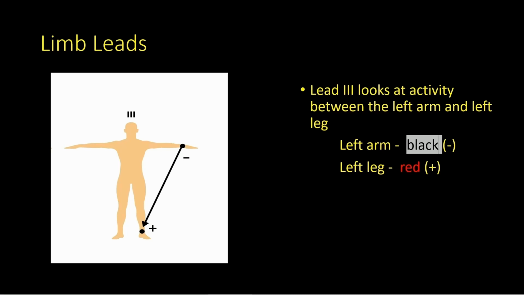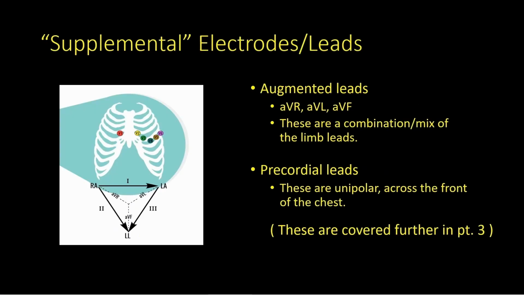Now, these are your primary limb leads. However, we can go far beyond limb leads. We have supplemental leads as well. Some of the supplemental leads are what we call the augmented leads, AVR, AVL, and AVF. These are a combination or a mix of the limb leads and sort of a halfway between point, so to speak.